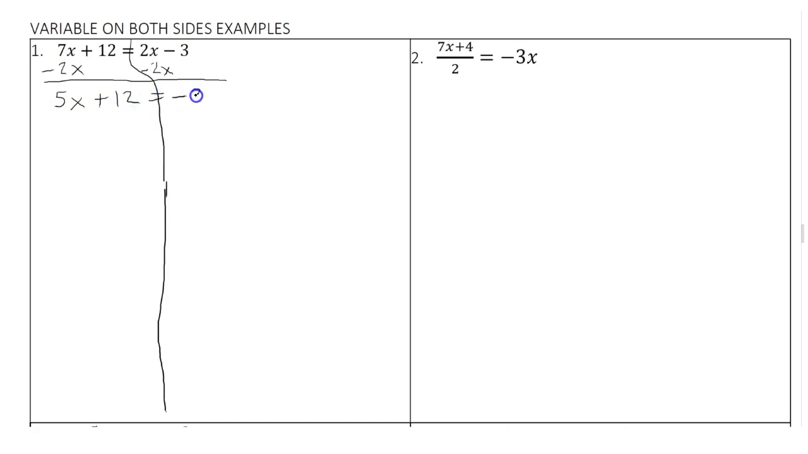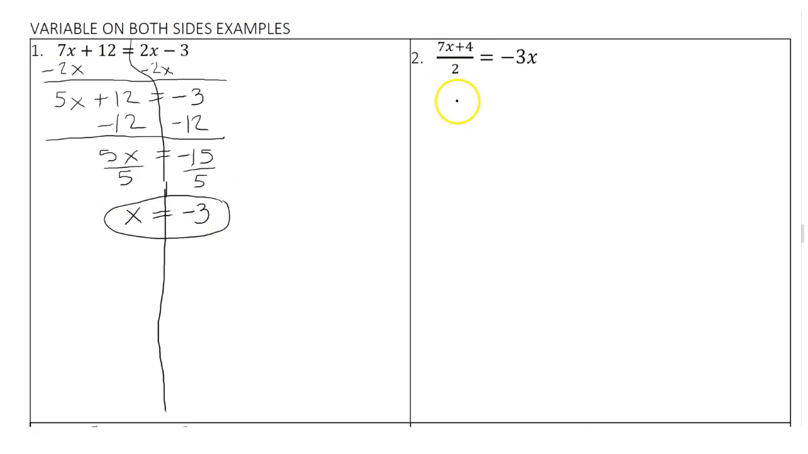Notice that the x term is on only one side of the equation now. Solving the rest of the way is easy. Subtract 12 from both sides of the equation for 5x equals negative 15. Now divide both sides by 5 for x equals negative 3.